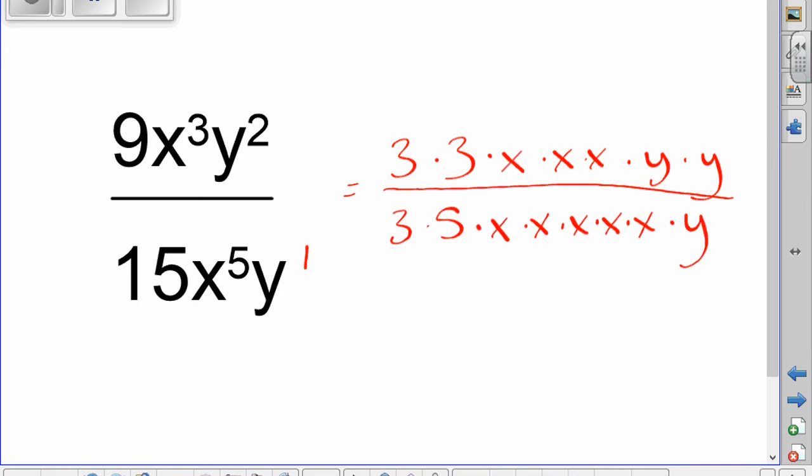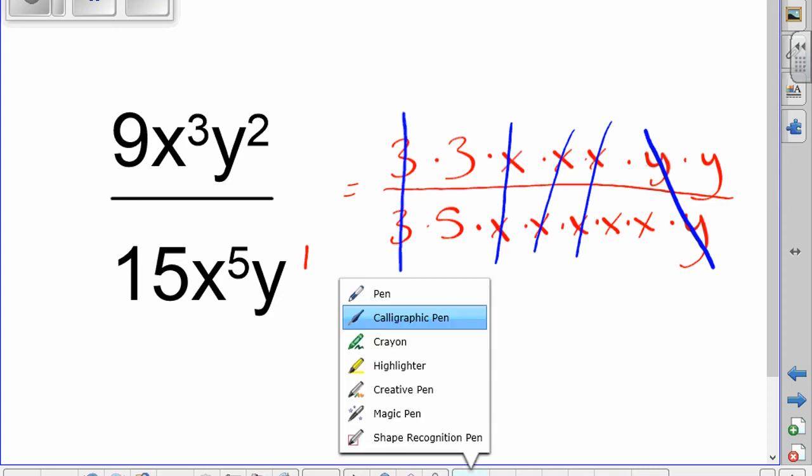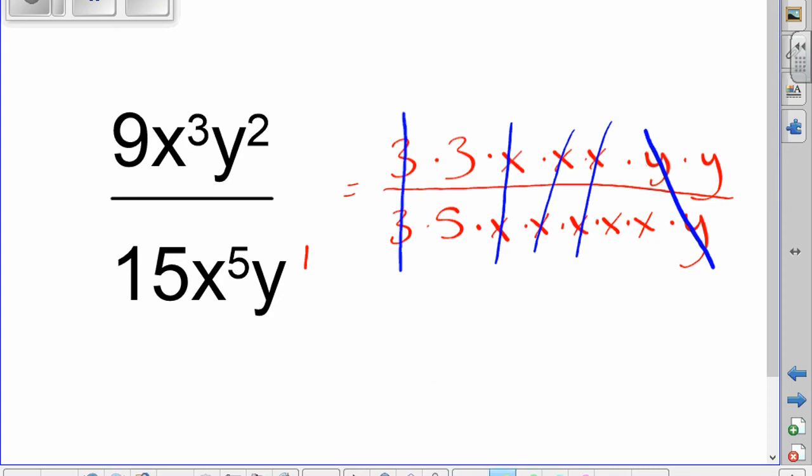Again, I'm going to look at my numerators and my denominators, and I'm going to eliminate what I see that they both have. So I see a 3. I'm going to get rid of an x. I'm going to get rid of another x, and then I'm going to get rid of a y. Now, this can get a little bit more confusing, so let's highlight the things that are left over. I have a 3, and I have a y on top. On the bottom, I have a 5, and I have 2 x's. So this actually becomes the easy part.